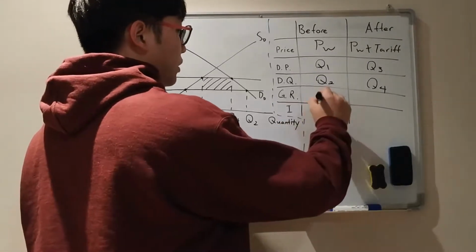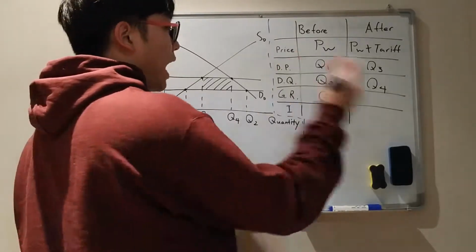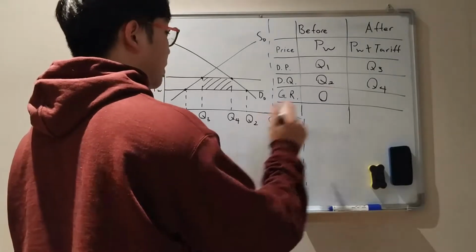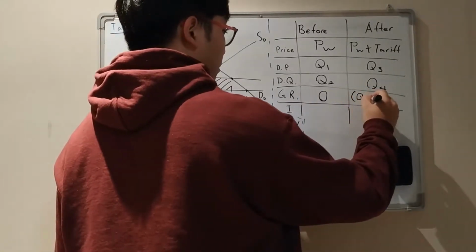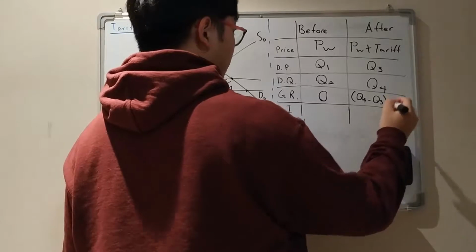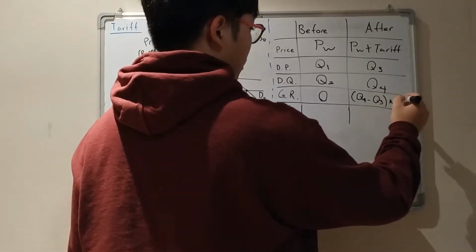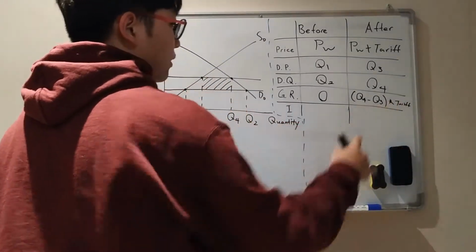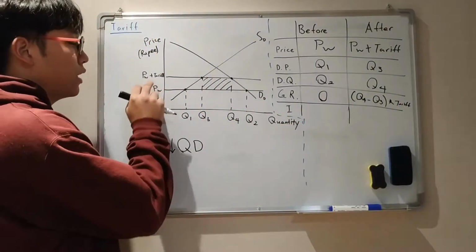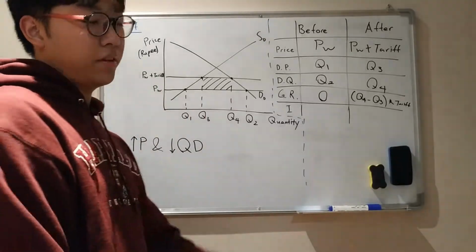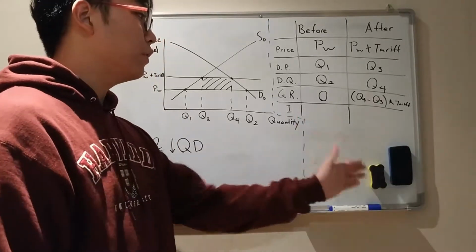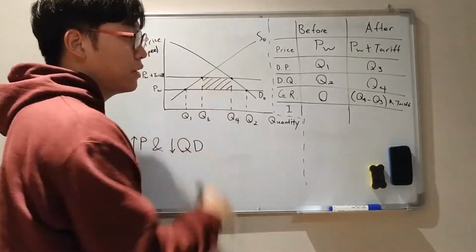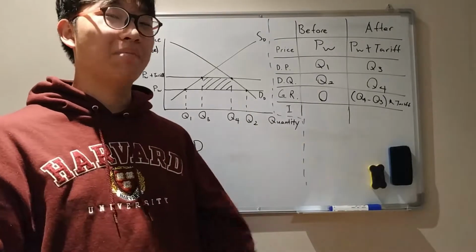So government revenue before was 0 because there was no tariff, and after the tariff, the government tariff revenue is going to be Q4 minus Q3 times tariff. So the way you would write this is you can write PW plus tariff minus PW, but that's the same thing as tariff. So you can write that as Q4 minus Q3 times tariff. And so that shaded little box over here is the amount of money that the government actually makes.